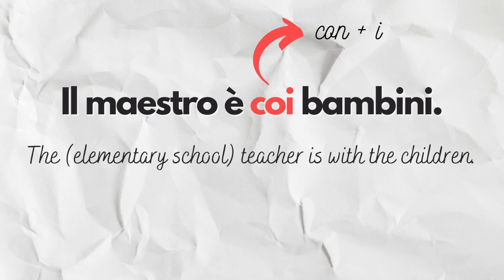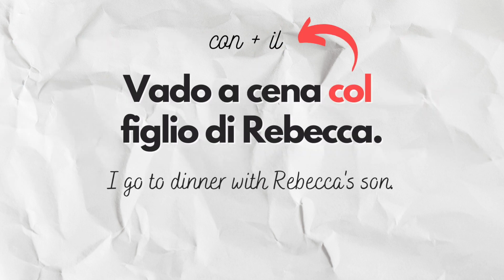For example, il maestro è con i bambini, or il maestro è coi bambini. Vado a cena con il figlio di Rebecca. Vado a cena col figlio di Rebecca. Col figlio di Rebecca.